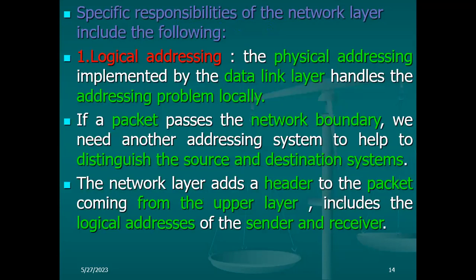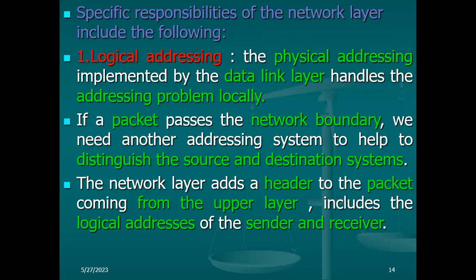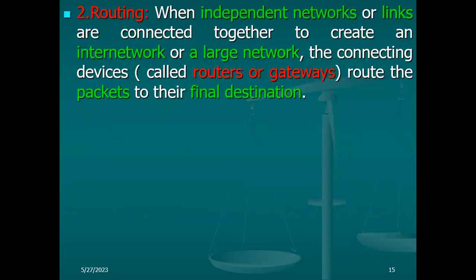The main functionalities of the network layer are logical addressing and routing. What is logical addressing? It is nothing but adding the logical address of the source as well as the destination instead of their physical addresses. The second main functionality of the network layer is routing. Routing is nothing but determining the correct path for transmitting the data from the source to the destination.